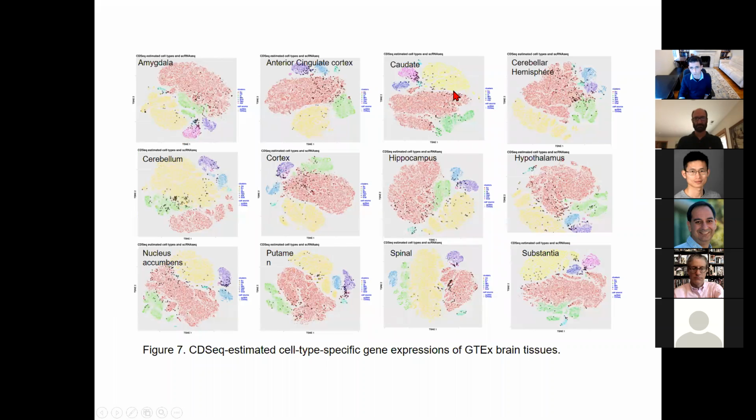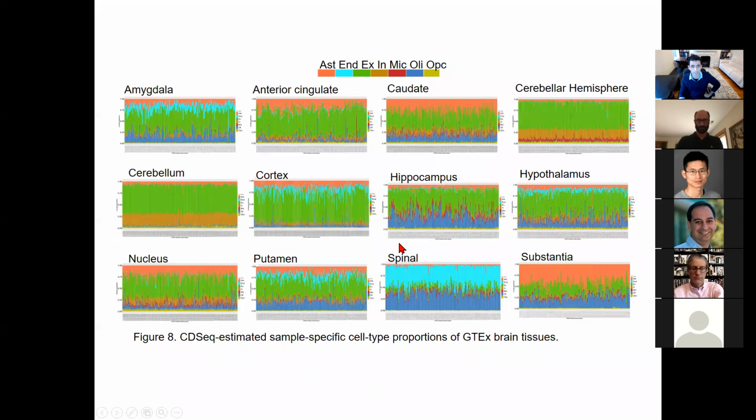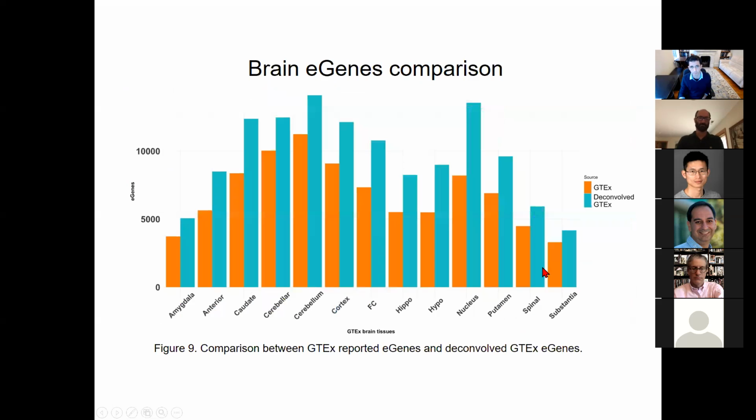And he's doing that across all of the different regions of the GTEx brain data, and again discovering these proportions. You can see here, for example, in the spinal cord, you see a lot more of these oligodendrocytes, whereas in different regions, you see these changing proportions exactly as you would expect biologically.